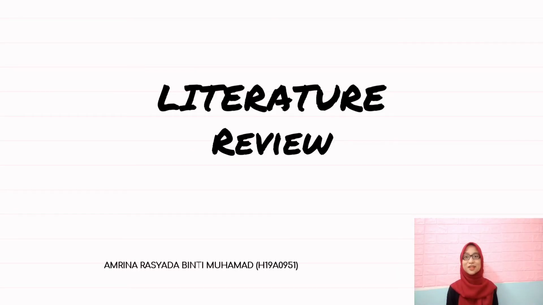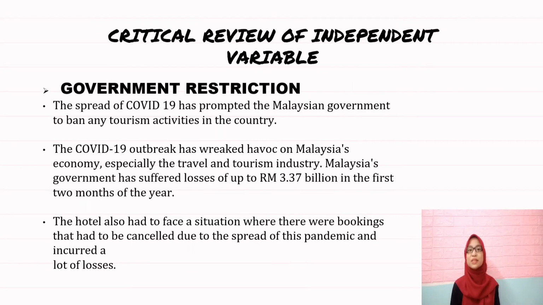Hi, Assalamualaikum. I will explain about the literature review. Let's start with the critical review of independent variables. First is government restriction. The spread of COVID-19 has prompted the Malaysian government to ban any tourism activities in the country. Next, the COVID-19 outbreak has wreaked havoc on the Malaysian economy, especially the travel and tourism industry.